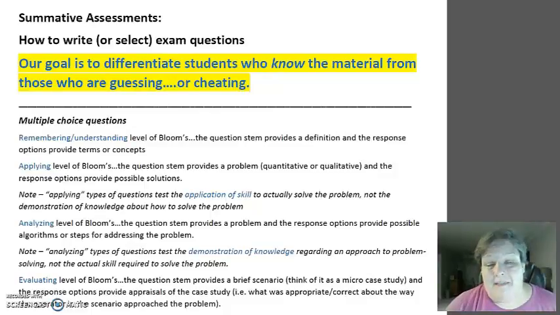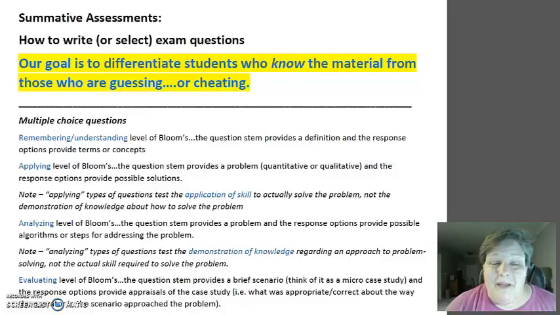Now I say select because I know you're going to be tempted to go find the test bank that the publishers provide, but I am going to encourage you to think about writing some of your own exam questions because students do know how to find answers to questions that are online.